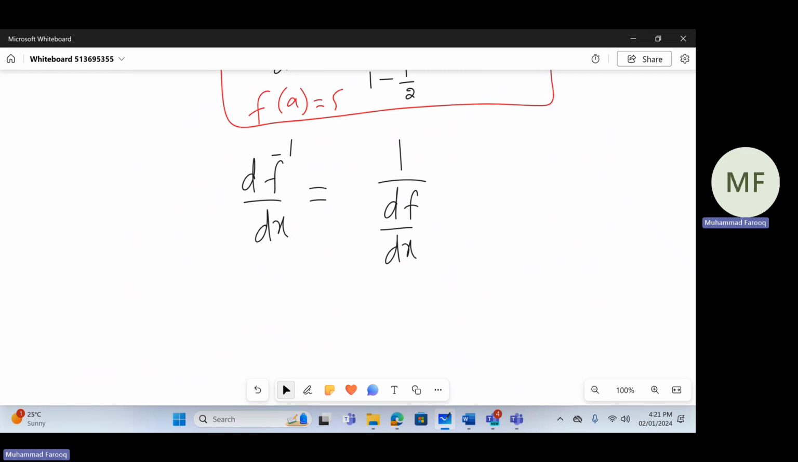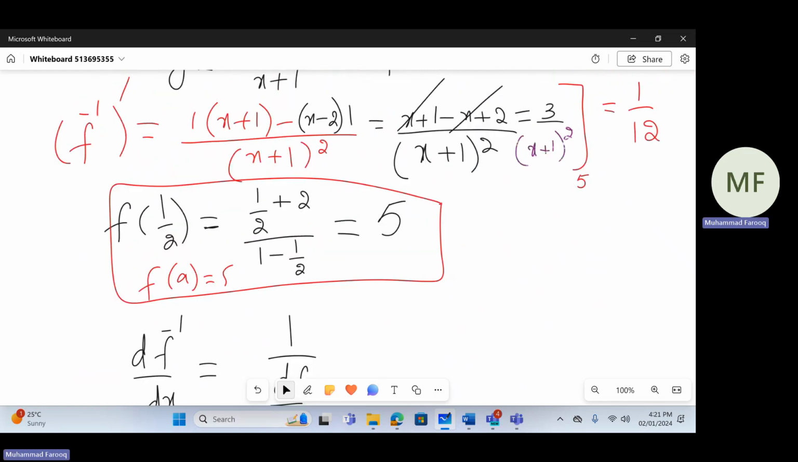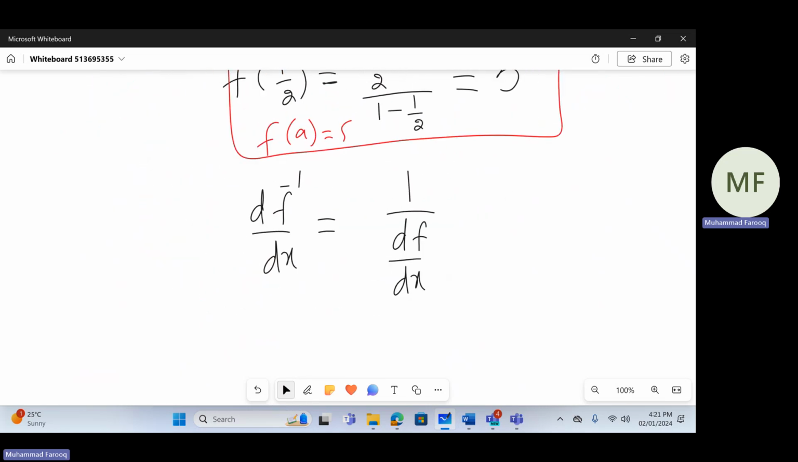What's the answer to this one? How much? 1 over 12. Look at it. This is 1 over 12. It must be equal to 1 divided by the function derivative you calculated. How much? So check, understand? So property verified. Yes, this property works.